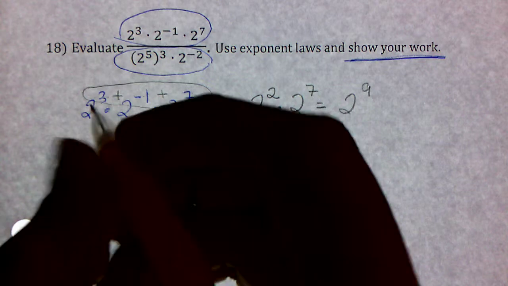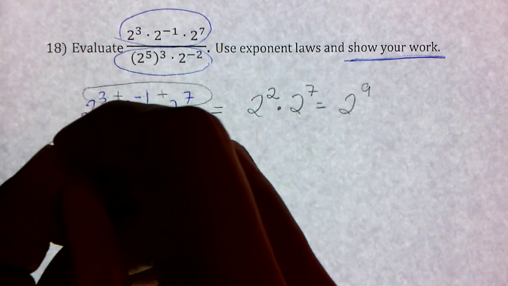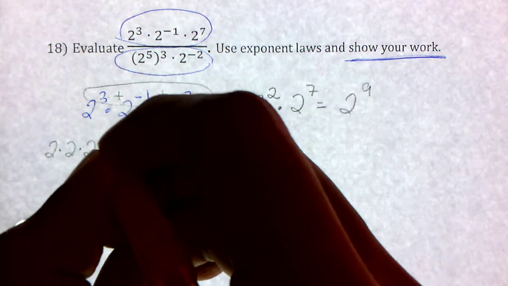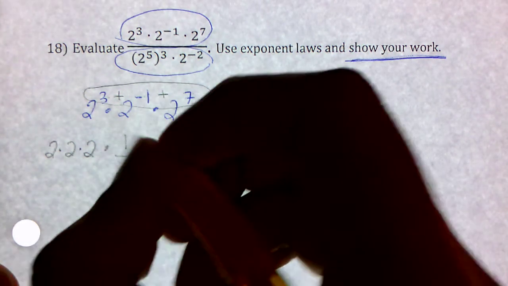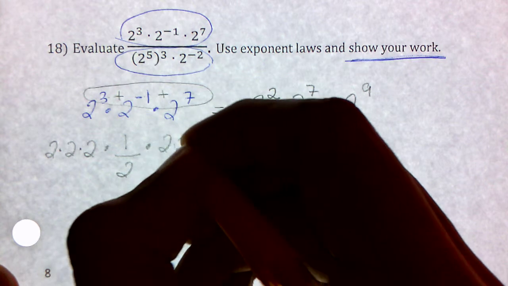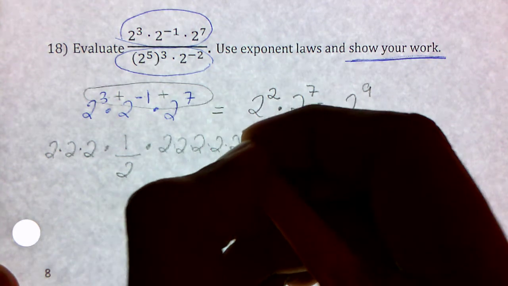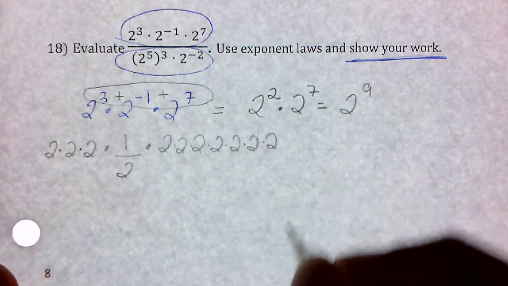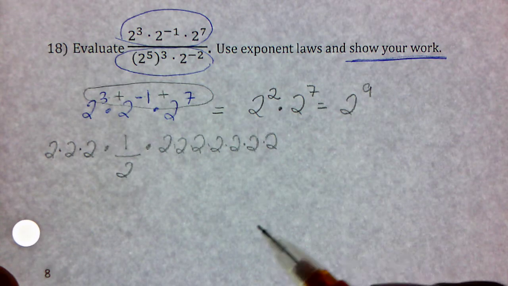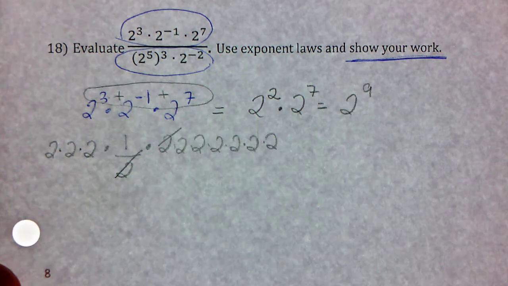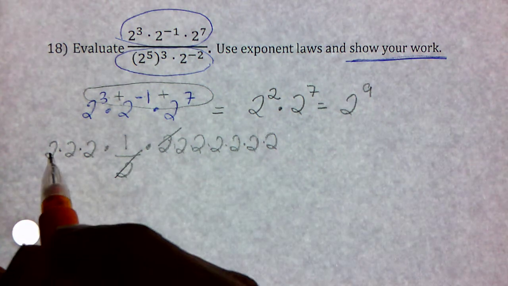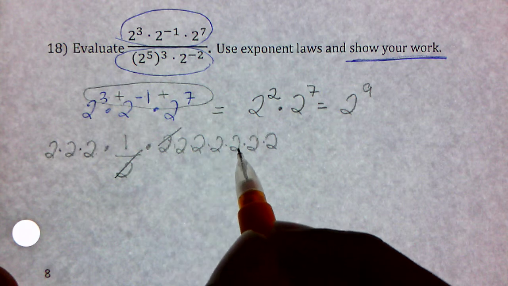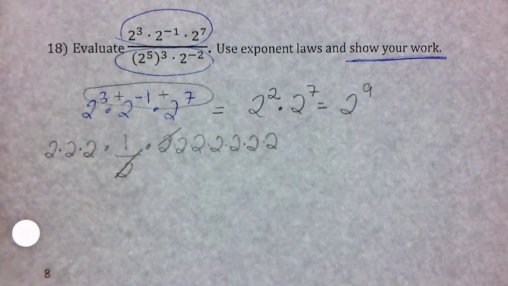If you don't believe me, you can expand this out as 2 times 2 times 2 times 1 over 2, a negative exponent indicates a reciprocal, times 2 times 2 times 2 times 2 times 2 times 2 times 2, that's 7 2's altogether. Only one pair cancels out, this 2 in the denominator and this one in the numerator, and I'm left with 1, 2, 3, 4, 5, 6, 7, 8, 9 2's in my numerator. 2 to the 9th power in my numerator.